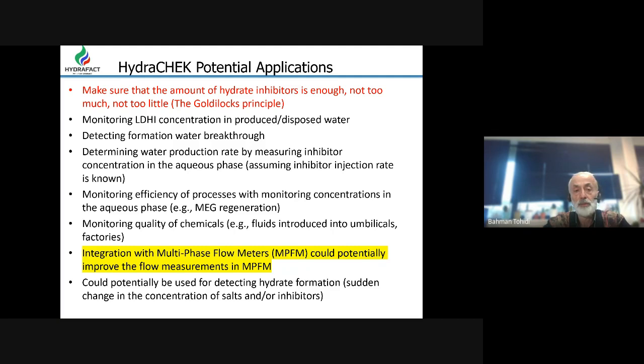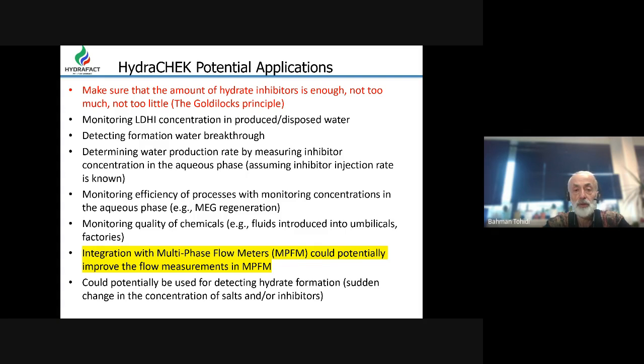The other application is that in some places we don't know how much water we are producing. One option: we know how much inhibitor we are injecting to prevent hydrate formation. From measuring the concentration of inhibitor in the produced water, we can estimate the amount of produced water. So we know how much water we are producing. That can be very crucial.